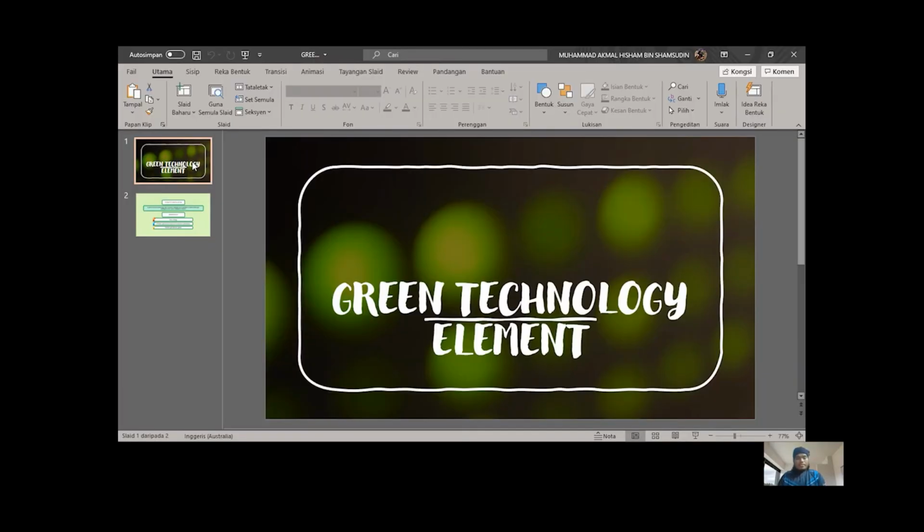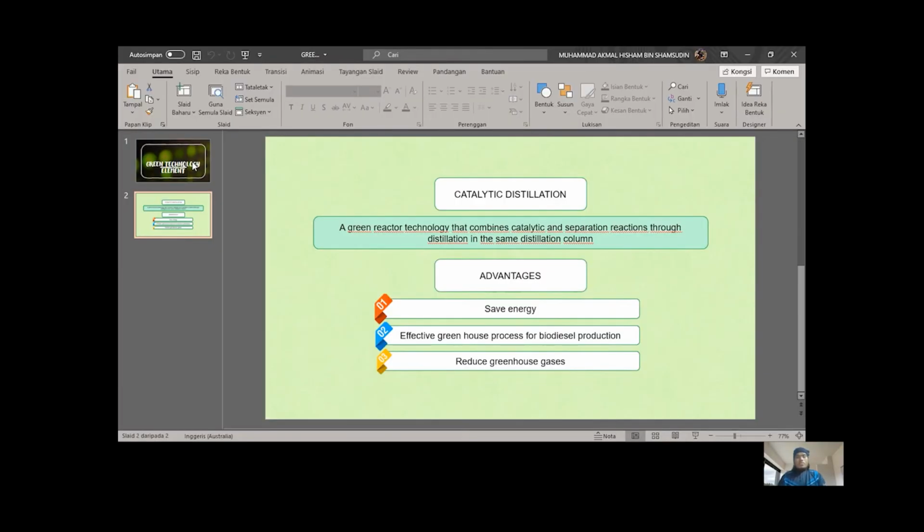Green technology element. In our mini project, the green technology element that contributes is catalytic distillation. Catalytic distillation is a green reactor technology that combines catalytic reaction and separation through distillation in the same distillation column. The advantages of using catalytic distillation are that it will save energy. Moreover, it is an effective green process for biodiesel production. And lastly, it will reduce greenhouse gases.